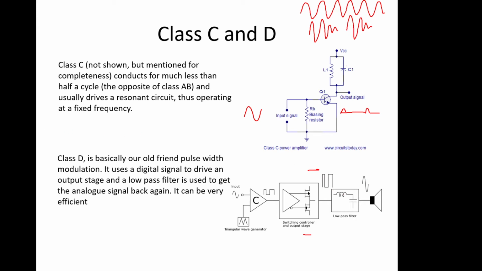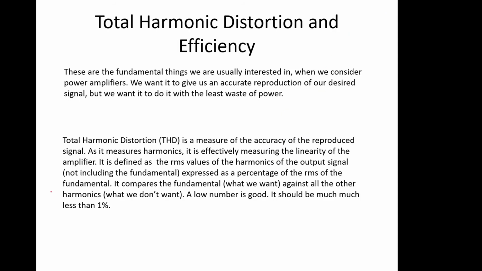So there are some quite clever techniques that people have tried over the years. These class Ds are becoming a lot more popular now, but still the best quality comes from class A really. So one of the things we'd be interested in is how much distortion and how efficient these amplifiers are, to give us an idea of how good they are in these different parameters. So we're interested in these, they're fundamental things.